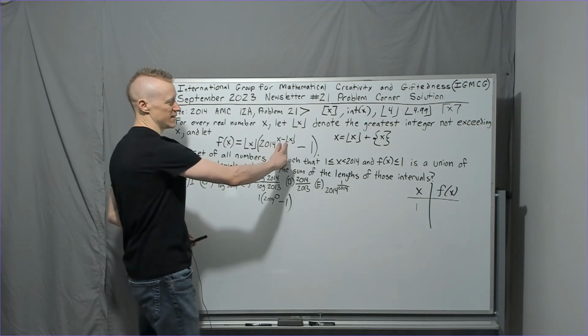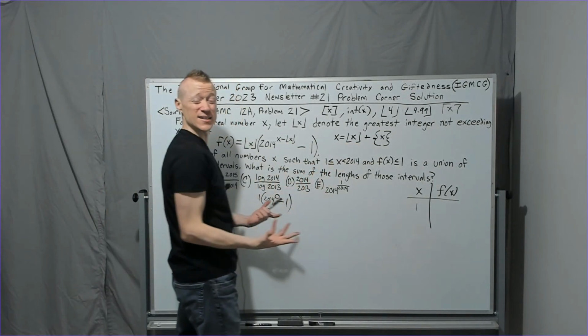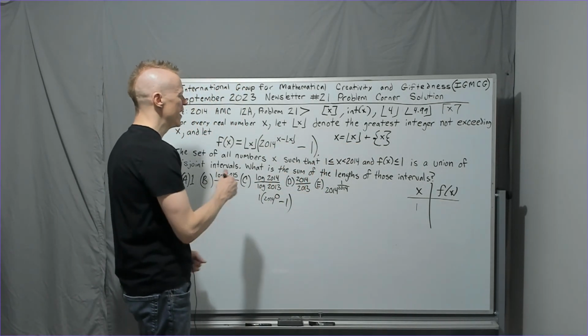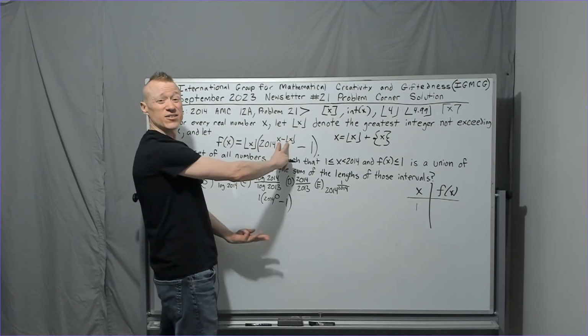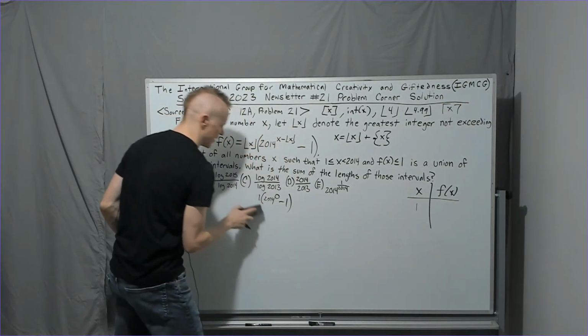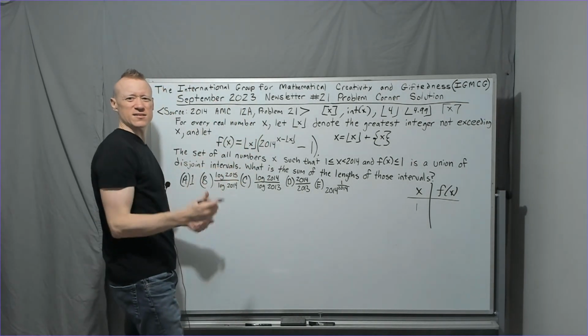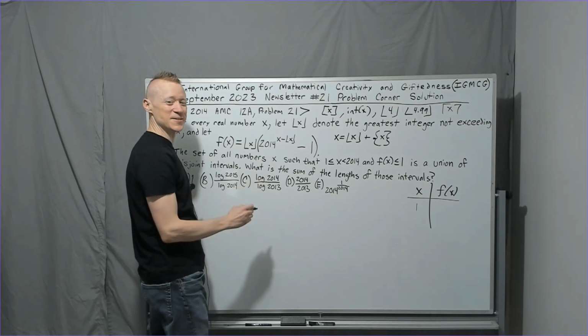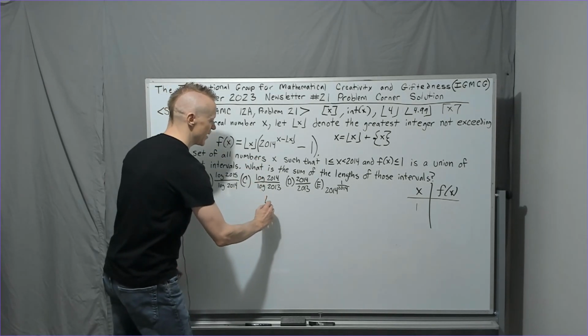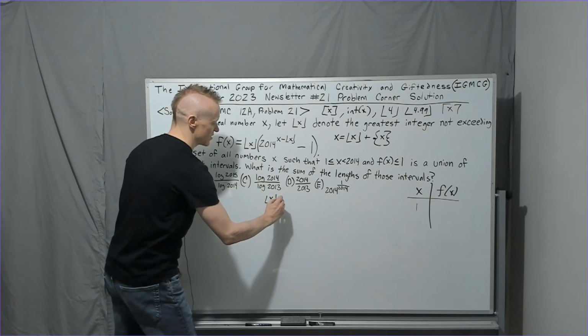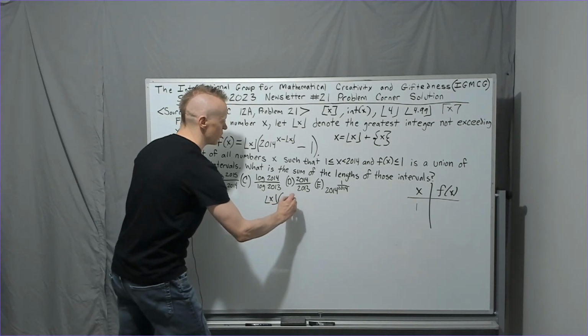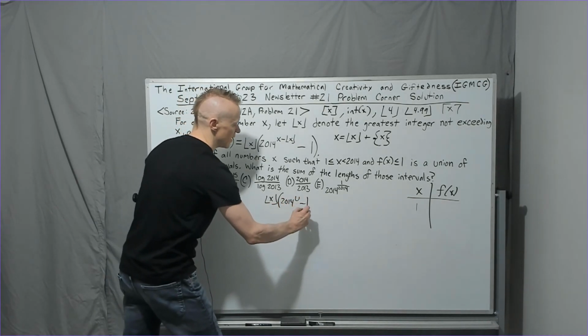I don't want to look at this. I don't want to write that. I'm trying to save time on the test, right? So I'm going to just put something in for this, like U, the letter U. I don't know why I always use U now, but ever since U substitutions in calculus, it's been my default thing to place in there. So you're going to have x times 2014 to the U minus 1.